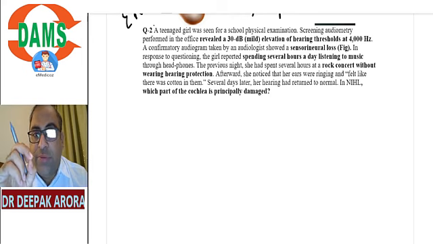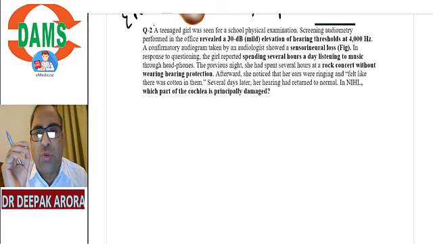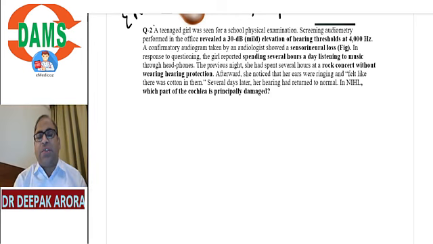Coming to the next MCQ, let us read each and every line and try to apply it on the anatomy as well as the physiology segment. Clear? What is the motive of this session? The motive of this session is to give you the message that whatever basic science is required for your clinical MCQs, we should complete with the help of these 20 questions.